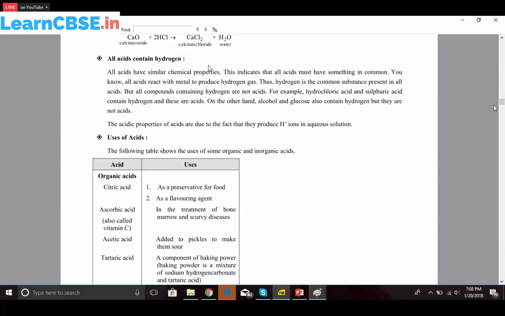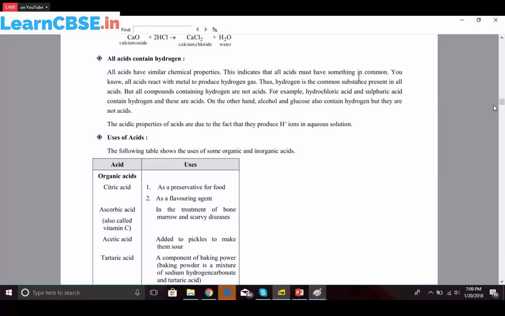All acids contain hydrogen. All acids have similar chemical properties. They can react with Na2CO3, NaHCO3, and with all the bases. The chemical properties are all the same, but the way of reaction will be different, the rate of the reaction. One will react very fast, one will react very slowly. That depends upon the strength of the acid, either a strong acid or a weak acid.